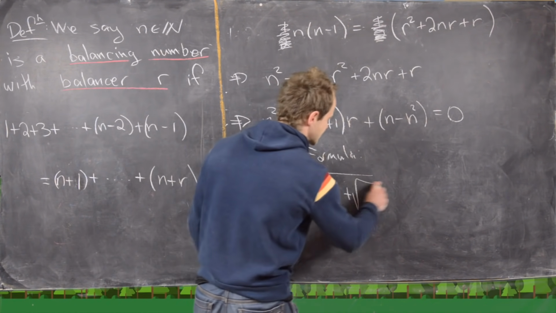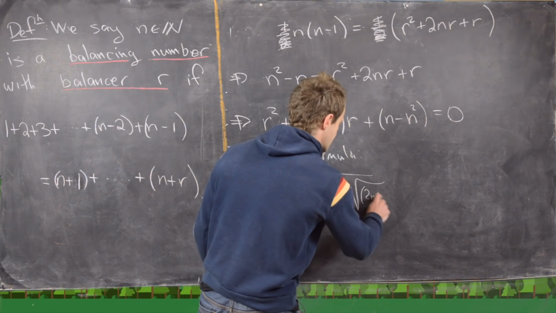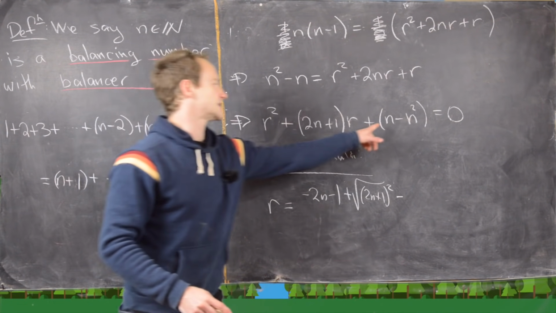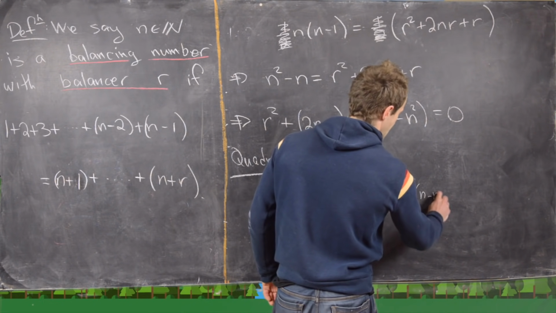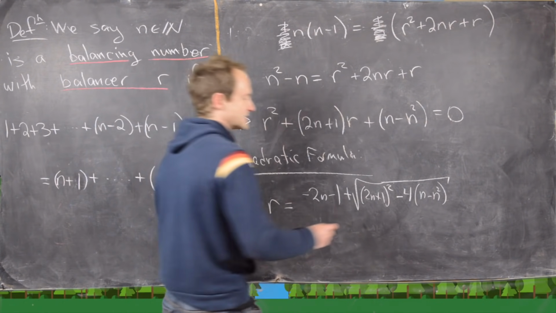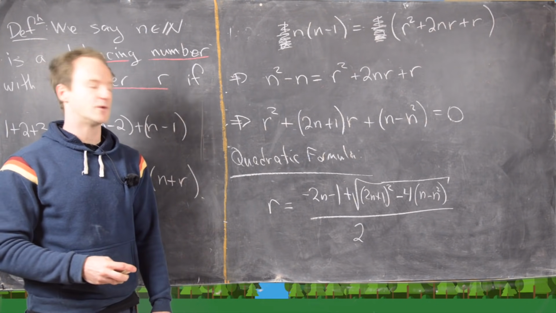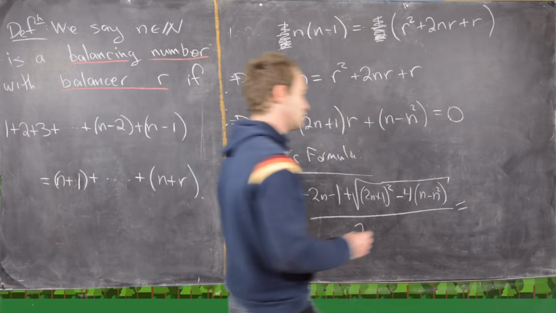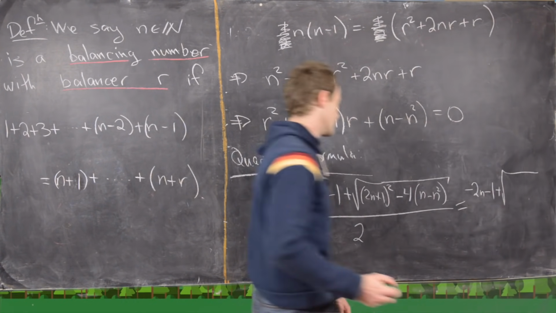So we have plus the square root of, so b squared, so that's going to give us 2n plus 1 squared minus 4 times a times c, so that's going to be minus 4 times n minus n squared. Good. So we've got something like that, and then that's going to be all over 2. Okay, so now let's see if we can simplify this. So that's going to give us minus 2n minus 1 plus the square root of.